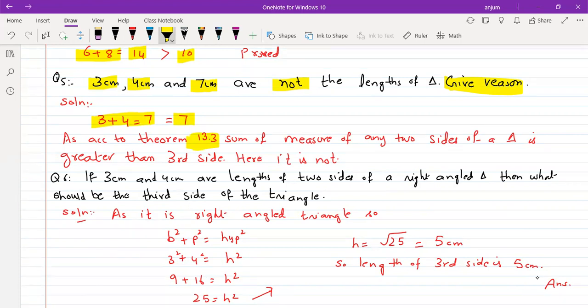In question number 6, 3 centimeter and 4 centimeter are the lengths of the two sides of a right angle triangle. Then they are asking what should be the third side of the triangle. So as it is a right angle triangle, we can apply the Pythagoras theorem: base square plus perpendicular square is equal to hypotenuse square. By taking these two lengths as base and perpendicular, 3 square plus 4 square, we get the hypotenuse equal to 5 centimeters. So the length of the third side is 5 centimeters.